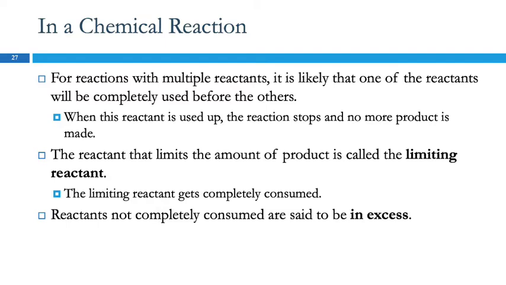So one of the reactants gets used up, and when that happens, the reaction stops. No more product can be made. So the reactant that limits the amount of product is called the limiting reactant. Any other reactants that are left over, that aren't completely used up, are said to be in excess. There's extra of them. So those are the excess reactants.